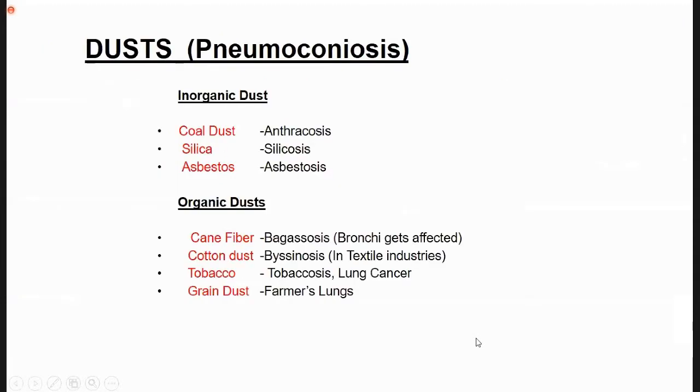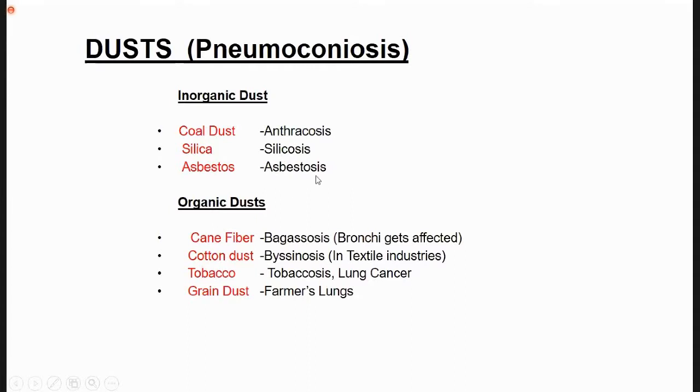The agents are listed here, and these are responsible for causing various occupational diseases. Now, this is important. We have a separate lecture on pneumoconiosis, which is a lung disease caused by dust particles. Dust can be classified into organic dust and inorganic dust. Organic dust includes cane fiber dust, cotton dust, tobacco dust, and grain dust. Inorganic dust includes coal dust, silica, and asbestos. All these dusts are related to various occupations. For example, coal miners can come across anthracosis, the disease due to coal dust.